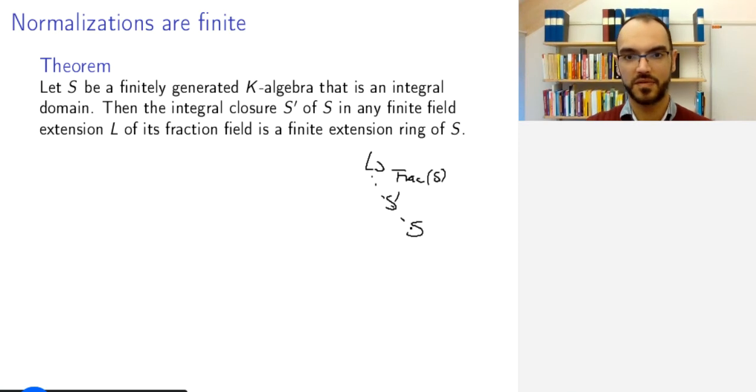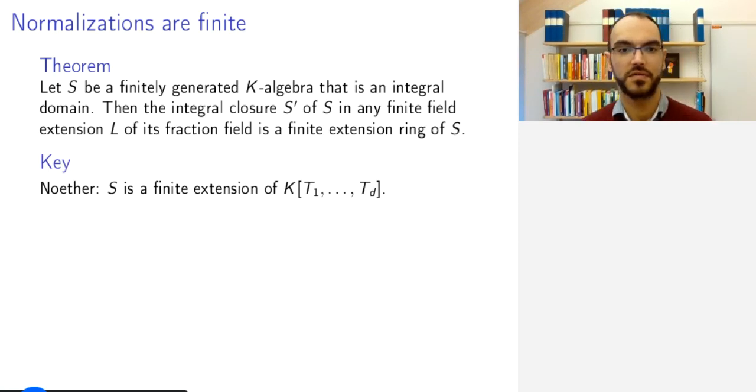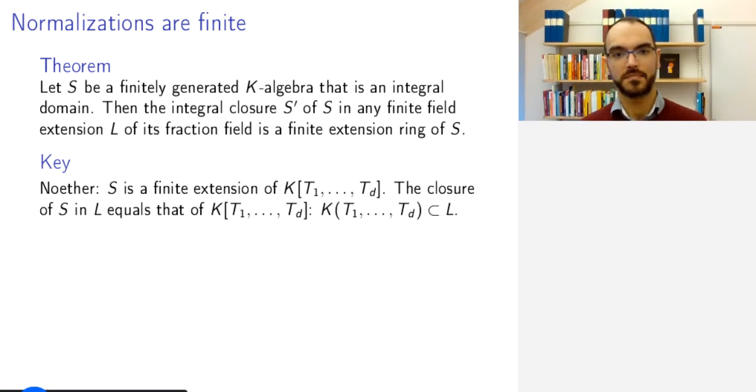The key to proving this theorem will be use of the Noether normalization theorem. So the Noether normalization theorem tells us that this ring S is a finite extension of some polynomial ring. And polynomial rings are integrally closed. So they are normal. They are integrally closed in their field extension, which is the rational function field in these indeterminates. And also, the integral closure of S in this field L is equal to the integral closure of the polynomial ring in L. Pause a bit to think what this means and why this is true.